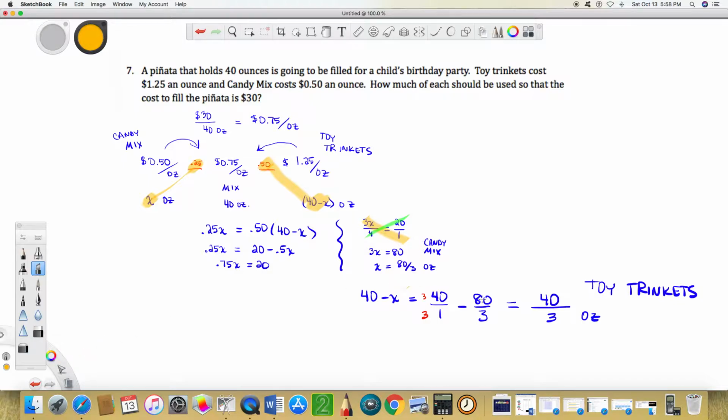So here's one answer, and here's the other answer, because they wanted the weight of how much of each.